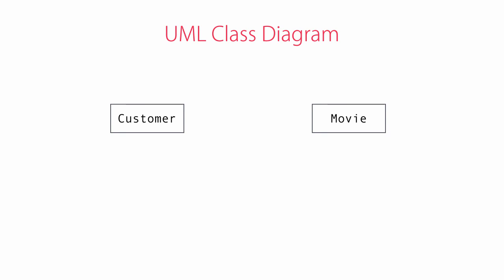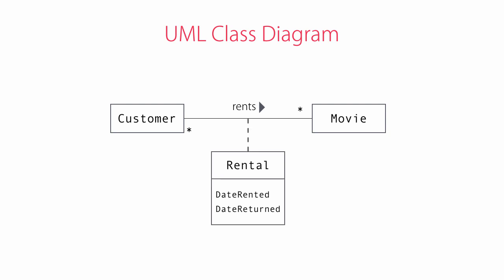Now look at this diagram. A customer can rent many movies, and a movie can be rented by many customers. So we need a many-to-many association between these two classes. Now here's the interesting part. The association itself needs attributes. So when a customer rents a movie, we need to know when they rented that movie and when they returned it. In UML, when an association requires attributes, we use what we call an association class.